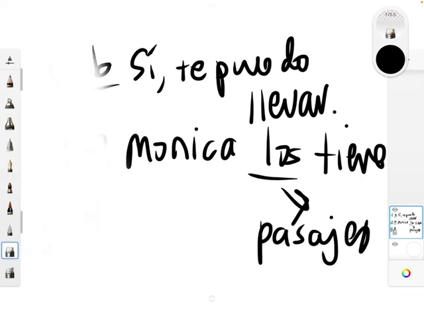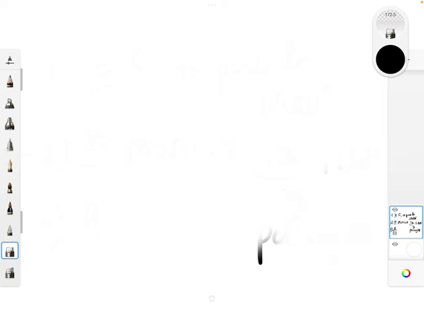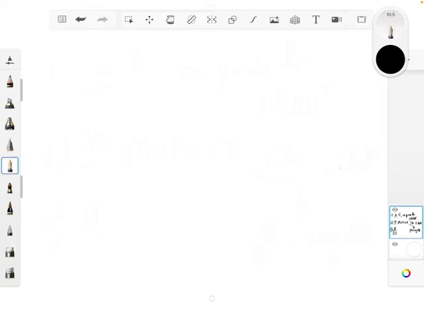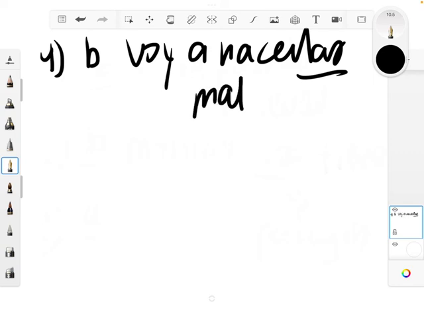Número 4. ¿Vas a hacer las maletas? Sí, voy a hacerla o sí, voy a hacerlas. And the answer is B. Voy a hacerlas. And the reason we know it's las is because it refers back to maletas, which is plural. Okay?